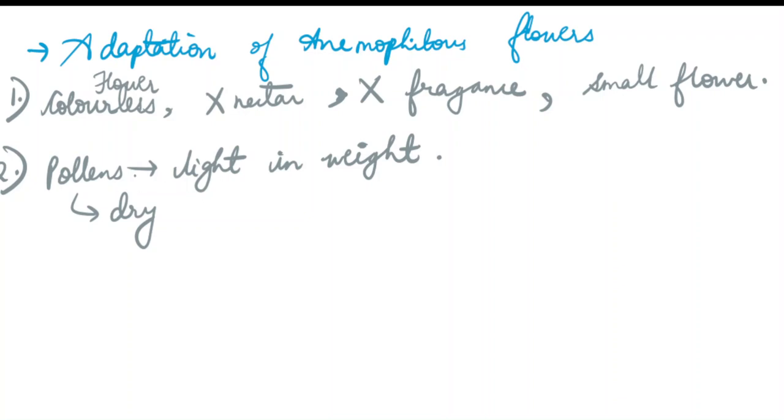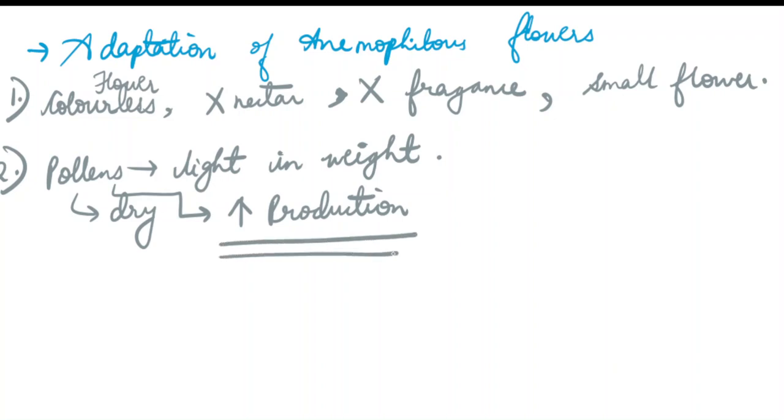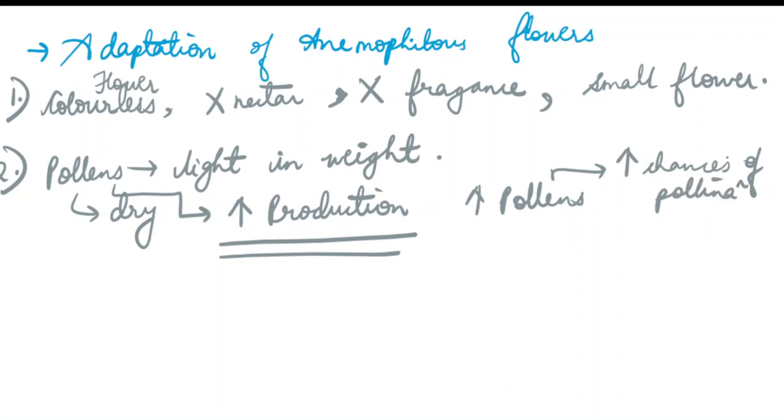Now here the production of pollens is very high. Why high production? If there are more pollens, then the chances of pollination will be very high. See, if there are more pollens.